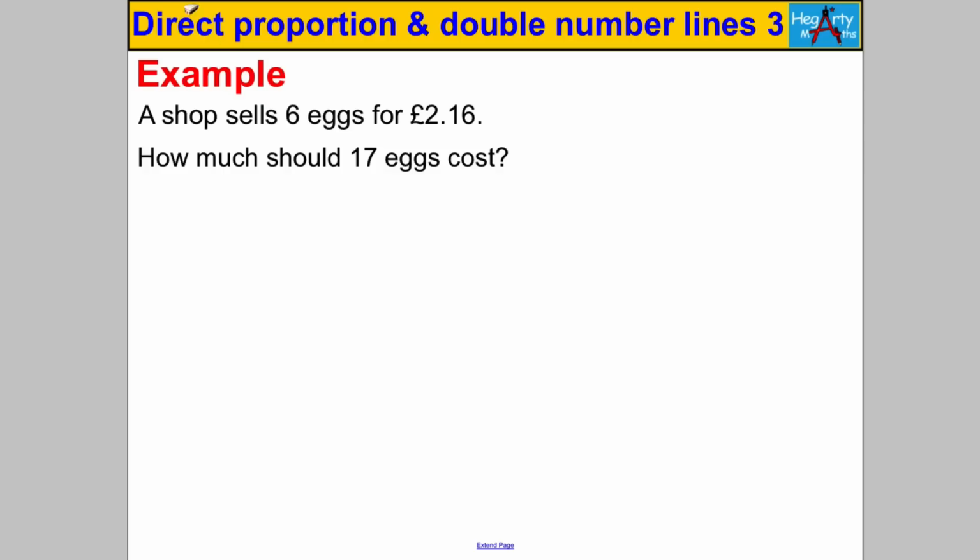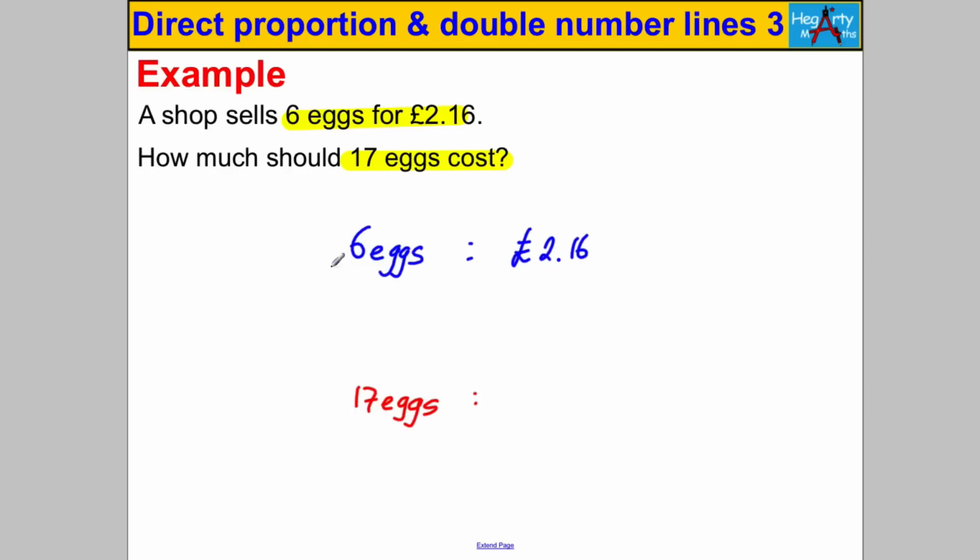Okay, you can solve this one using ratios, assuming that the price per egg is a constant rate. Okay, so it says a shop sells 6 eggs for £2.16. How much would 17 eggs cost? Assuming that the number of eggs and the price are directly proportional, you could solve this. So you could say, now you want 17 eggs, so we'd probably do it in 2 stages.